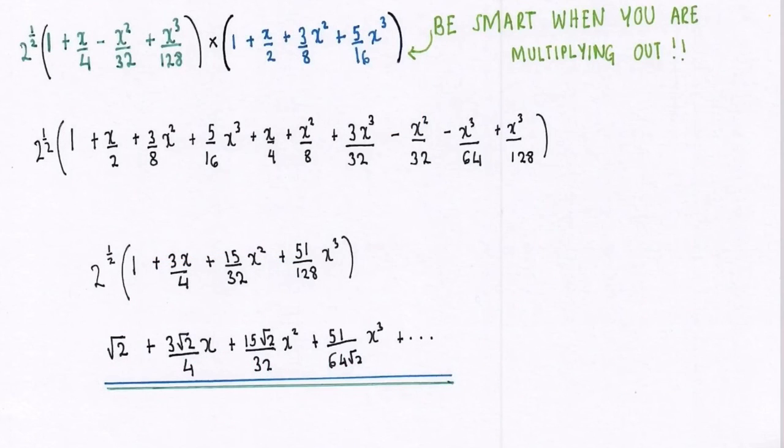When you're multiplying out, be smart. Remember that the question only asks you to find up to the x cubed term in ascending powers of x. So do not multiply to get anything with a power of x larger than 3. Do not forget to multiply everything by 2 to the power half, and there you have it, our final answer.